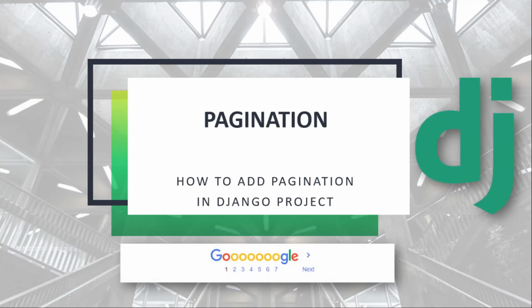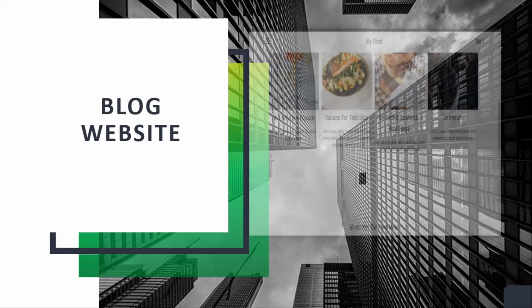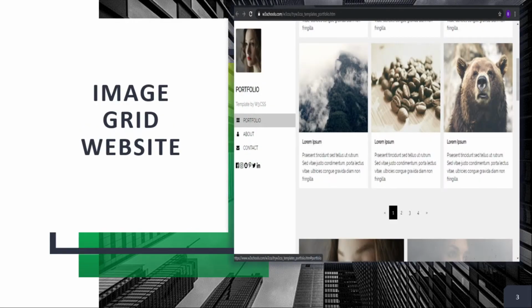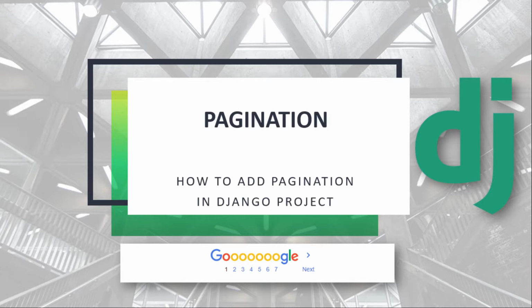Pagination is the most important thing in any website. When you create any blog website, image grid website, video grid website and any other website, pagination is needed there. In this video, I will show you how to add pagination in your Django website with specific number of objects, and I will clear your concept about pagination.